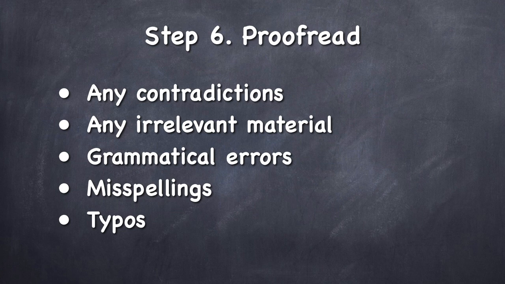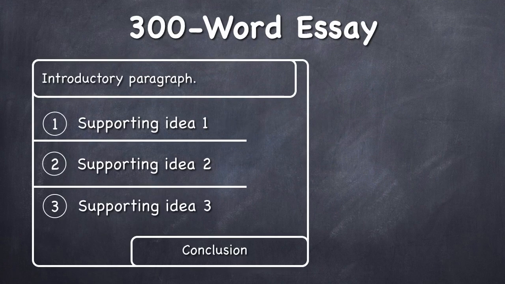Don't include any irrelevant material. For example, don't start talking about tomatoes, or pears. Don't talk about pears or bananas. Why? Because you're talking about apples. So nothing irrelevant. Grammatical errors, obviously. Okay, use Grammarly, use Google Docs. Make sure you have no grammatical errors. Misspellings, same thing. And make sure you have no typos. So these are the 5 things to look out for when you're proofreading, and you're good to go.